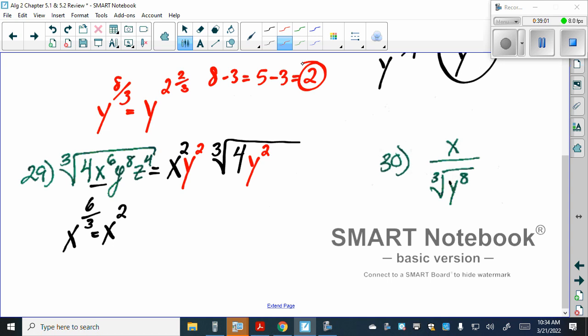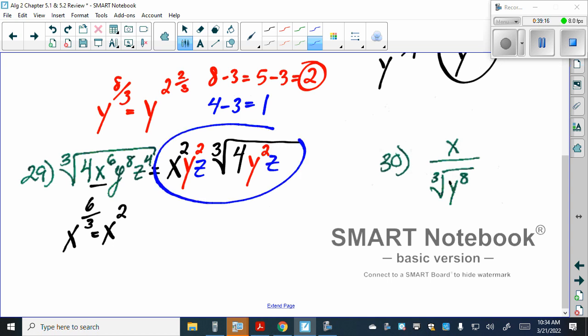Z to the 4th. Well, with our subtraction, we can say 4 minus 3 is 1, yes? So we can pull one group of 3 z's out, and we have 1 z left over inside. So that there is the final answer.